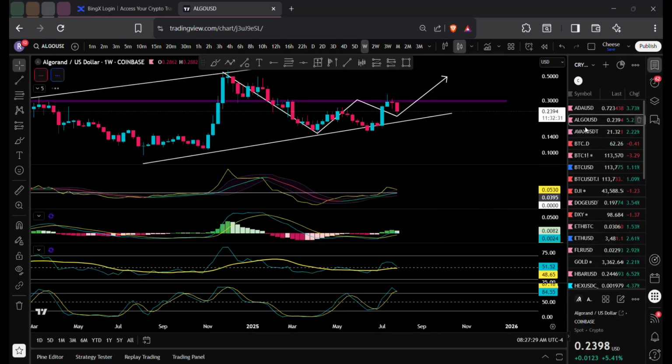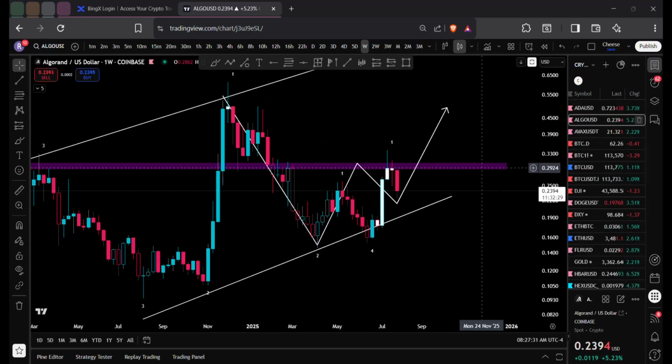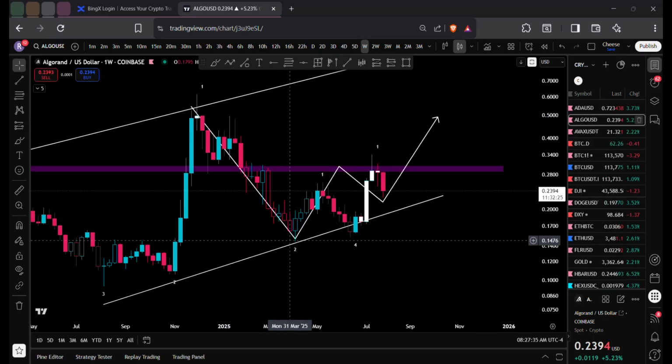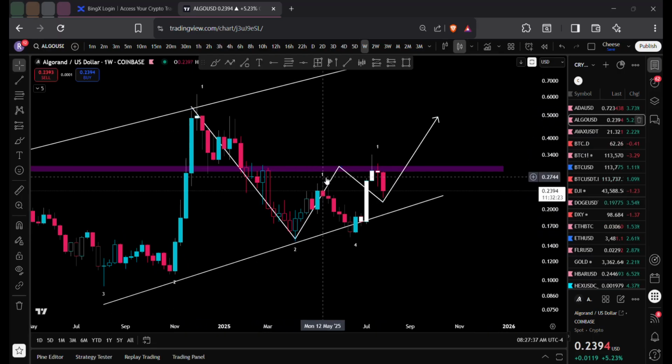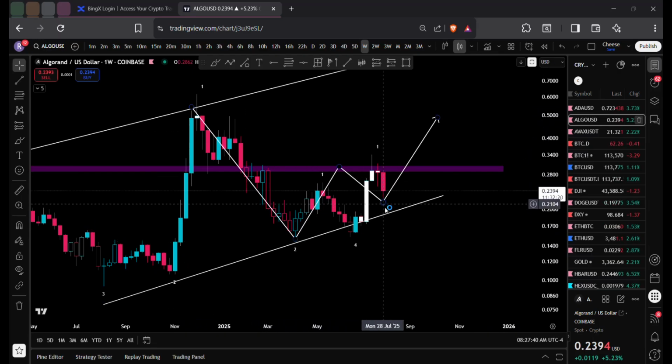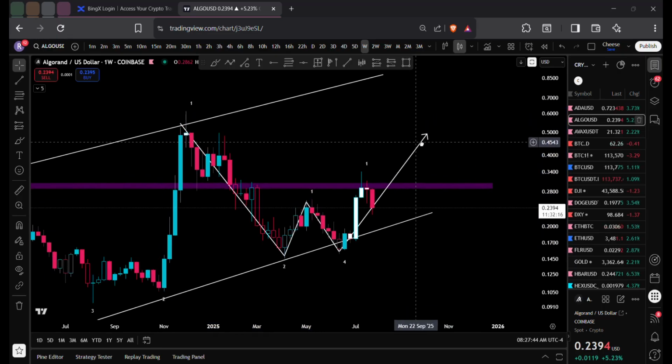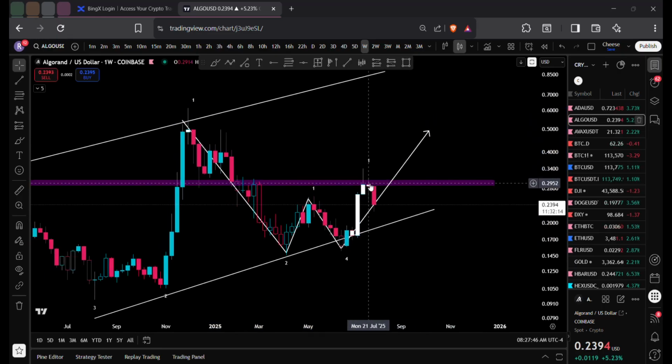I was asked about Algo, same scenario. Algo went from 52 down to the support of 14, came back up to resistance, came back down. This is your W pattern, literally like this. And now you're seeing resistance again at this 29 cents.